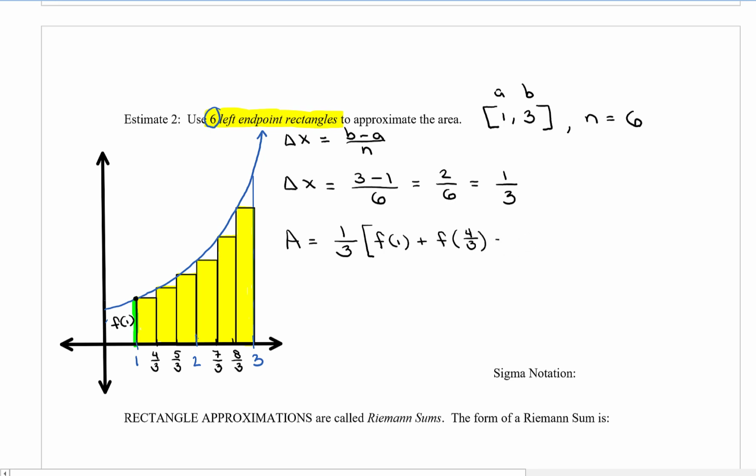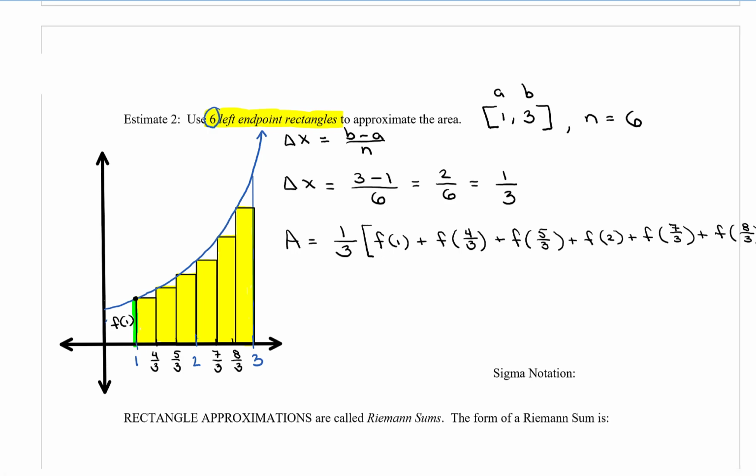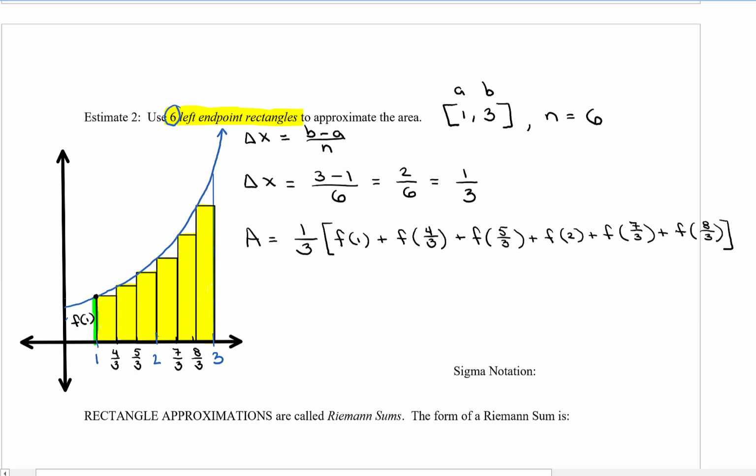plus f of 5/3 plus f of 2 plus f of 7/3 plus f of 8/3, and then we're going to close the square brackets, and that's going to represent the heights of each one of our rectangles from left to right.